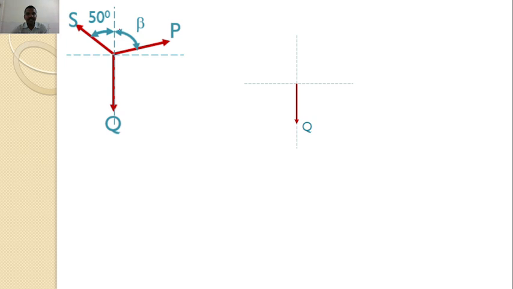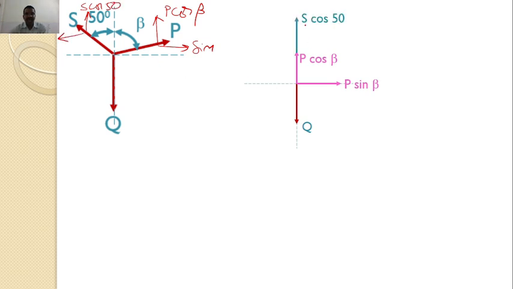Now the P force makes an angle beta with the y-axis, hence the y component is the cos component and the horizontal component is the sine component. So the horizontal component is P sine beta, and the vertical component is P cos beta. Similarly, S is the force that makes an angle 50 degrees to the vertical, hence the vertical component is the cos component and the horizontal component is sine. So the vertical component is S cos 50, and the horizontal component is S sine 50.